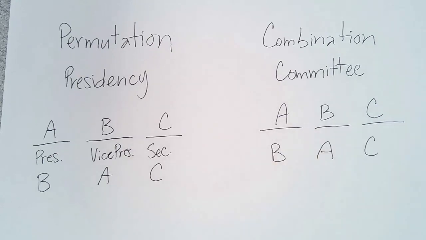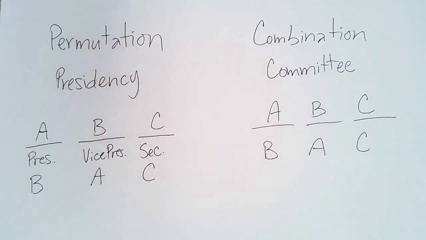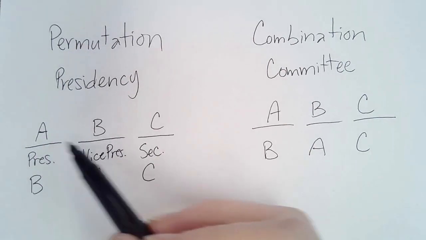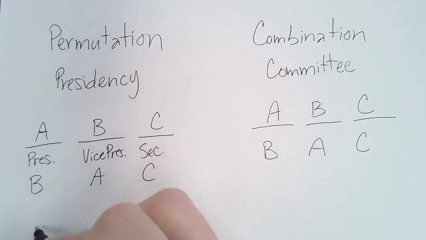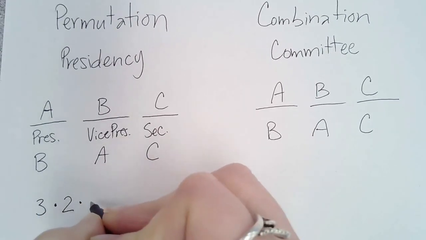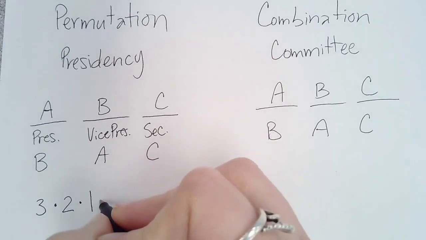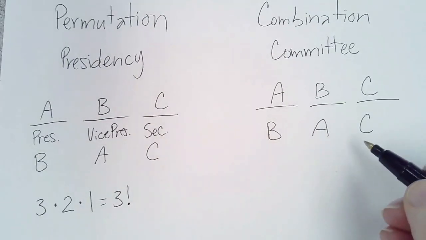So if we have these 3 people coming into our presidency or into our committee, we can see that we have a lot more choices with permutations than we do with combinations. In fact, when you look at all of the different presidencies we could make with A, B, and C here, Al, Betty, and Carl, it turns out that any of the 3 could be the president. There's 2 left then to choose for the vice president, and 1 left to choose for the secretary. So that's 3 factorial different options we have here that we don't have over here.